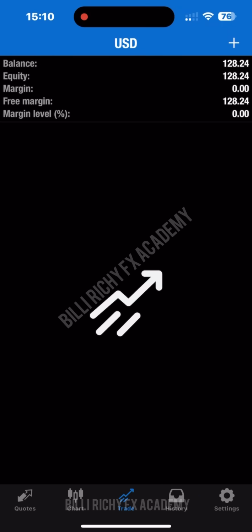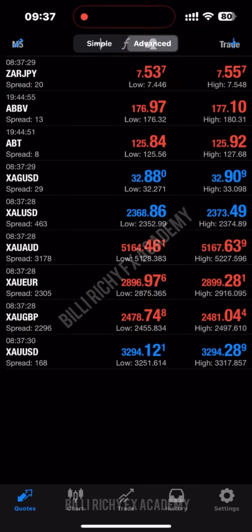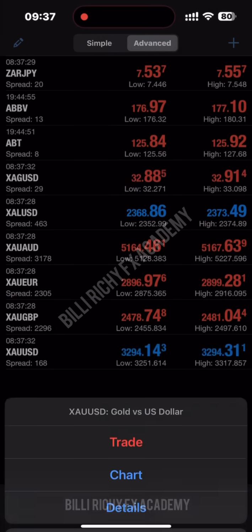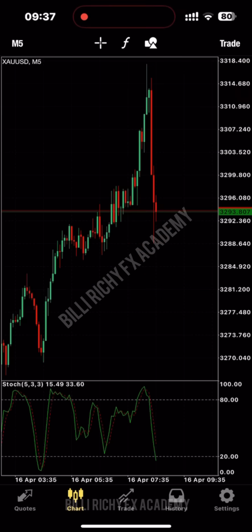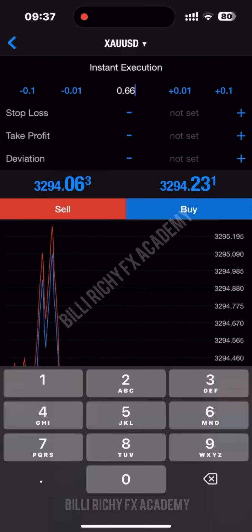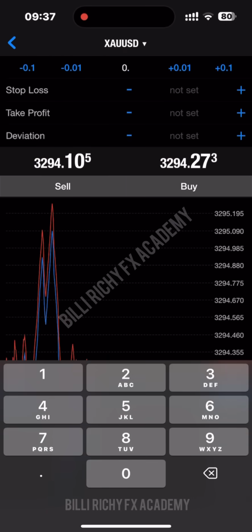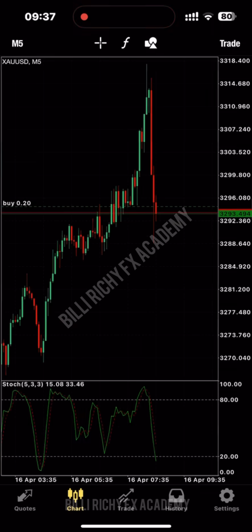Okay, so let's go look for a new setup and take this account to huge numbers. My target for this account is about 3K or more. So let's take this account to 3K. So guys, we have a new setup on gold again. So this is our new buy setup. So let's quickly buy gold and I'll start explaining, guys.